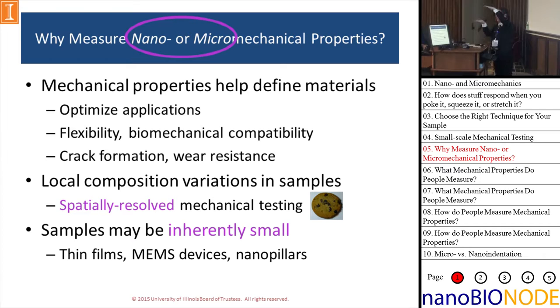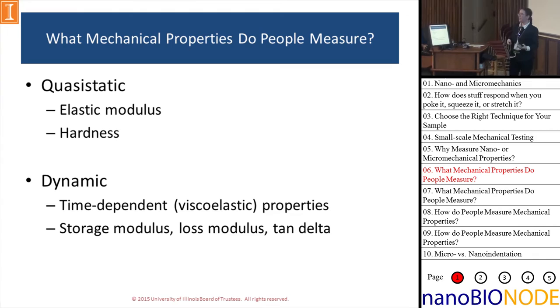What sort of properties people measure mechanically can be batched into about two different categories. Here I'm saying quasi-static. It's not perfectly static because you have to move in order to apply a force to your sample, so it's quasi-static. These are things like elastic modulus, Young's modulus, hardness, fracture toughness, that type of one-shot material testing. But a lot of samples have time-dependent mechanical properties, so we do dynamic testing. This will tell you storage and loss modulus and the relationship between them. This is what Ted was talking about yesterday with AMFM.